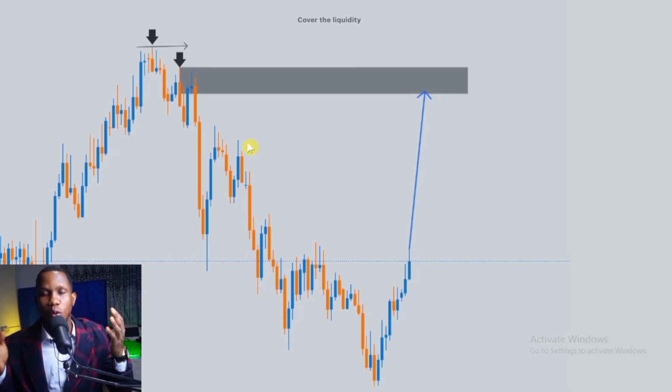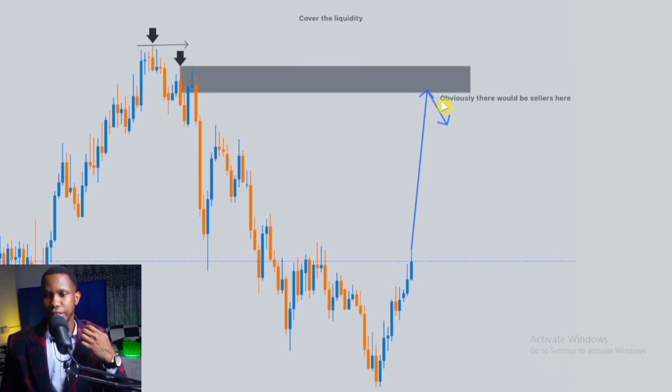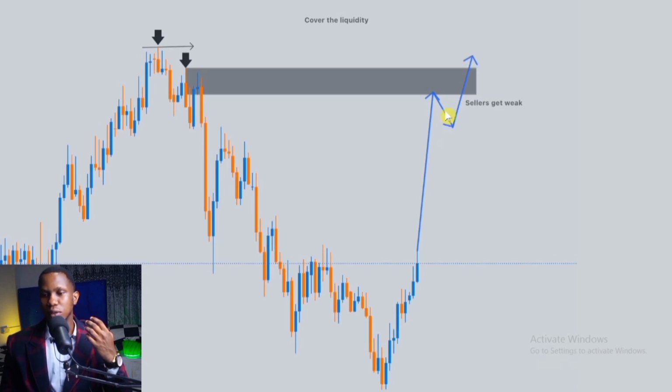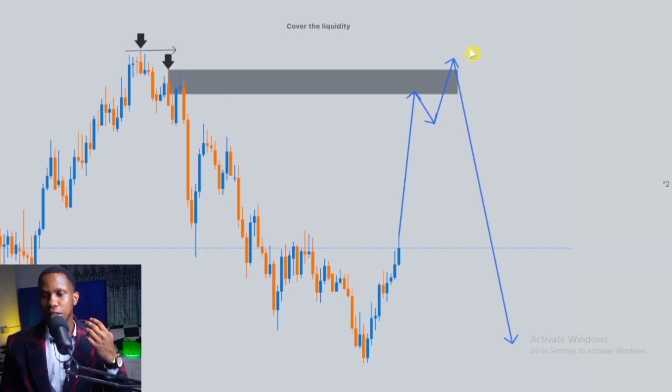In most case scenarios, what we see is that the market will definitely return back here. Sellers will obviously enter here, and next we see the market will take them out before finally moving to their intended direction.